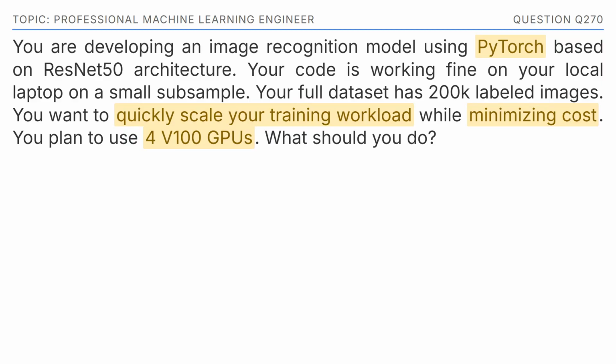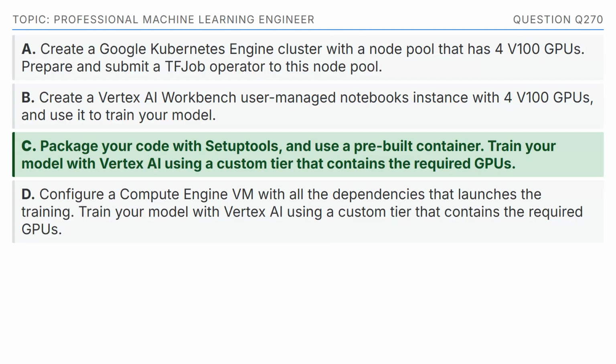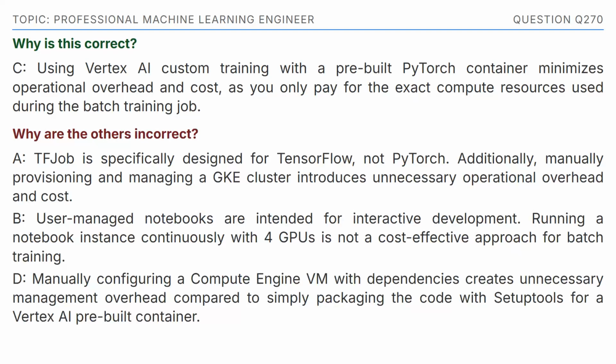To arrive at the correct answer, we focus on the keywords: PyTorch, quickly scale your training workload, minimizing cost, 4 V100 GPUs. The correct answer is option C, package your code with setup tools and use a pre-built container. Train your model with Vertex AI using a custom tier that contains the required GPUs. Why is this correct? C. Using Vertex AI custom training with a pre-built PyTorch container minimizes operational overhead and cost, as you only pay for the exact compute resources used during the batch training job.